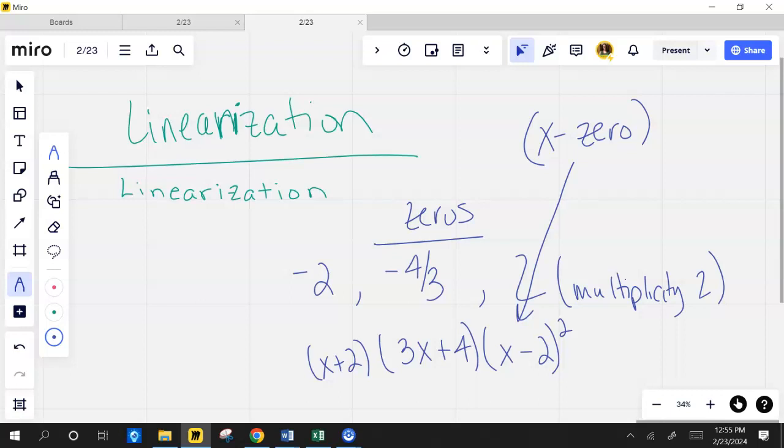X minus a 0, or a solution, or whatever name you have, the x-intercepts, they give you a factor. That's where these are coming from. Now, here's something you don't know.